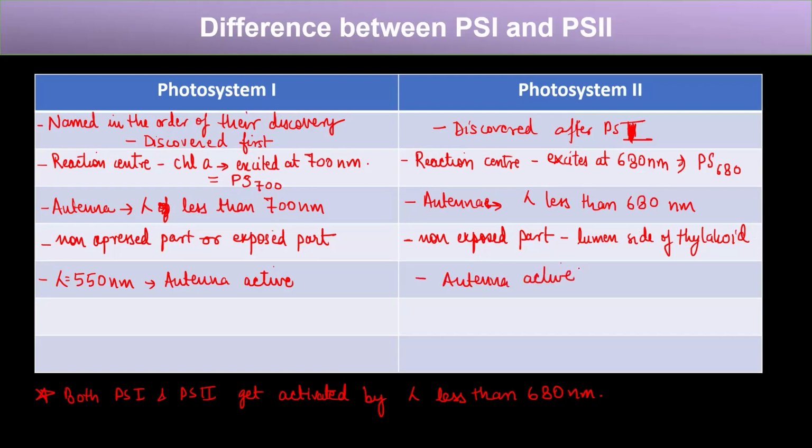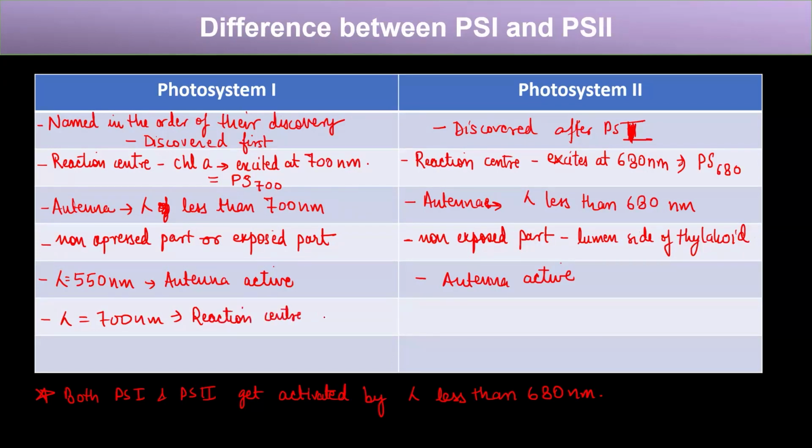Now, if you give a light of say 700 nm, will photosystem 1 be active? Yes, because photosystem 1 can get excited till 700 nm. So here the reaction center of the photosystem will be active.